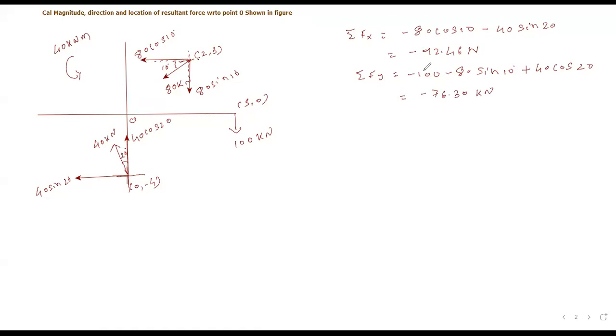So now both our forces are negative, so our resultant force lies in third quadrant. Is it okay? Our resultant force lies in third quadrant. Now let me calculate resultant force R, square root of sigma Fx square plus sigma Fy square. Please give me the value of sigma Fx square plus sigma Fy square under the square root. Give me the final answer.